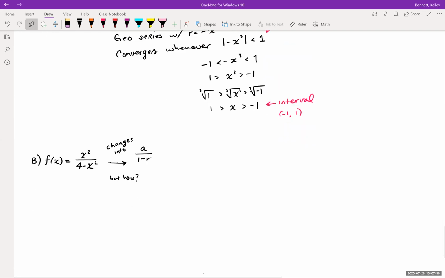So the first thing I want to do is, I know I need a 1 where that 4 is. So the easiest thing I can do here is just factor out a 4. So x squared over 4 minus x squared is just x squared over, if I factor out a 4, I'll get 1 minus x squared over 4. That was pretty easy. And I'm just going to scooch the 4 up top. So this is x squared over 4 over 1 minus x squared.